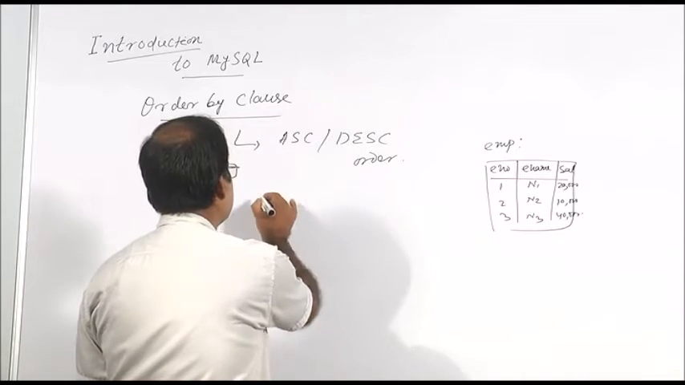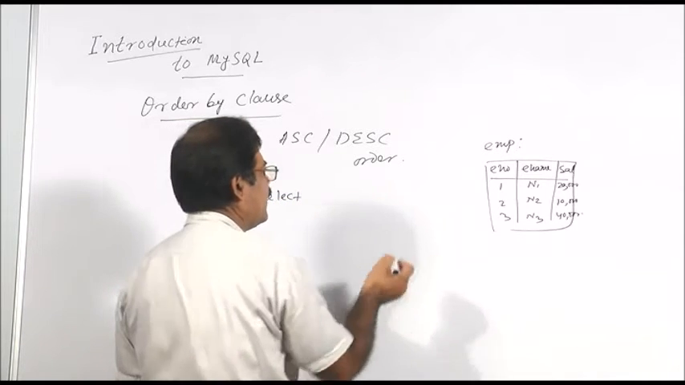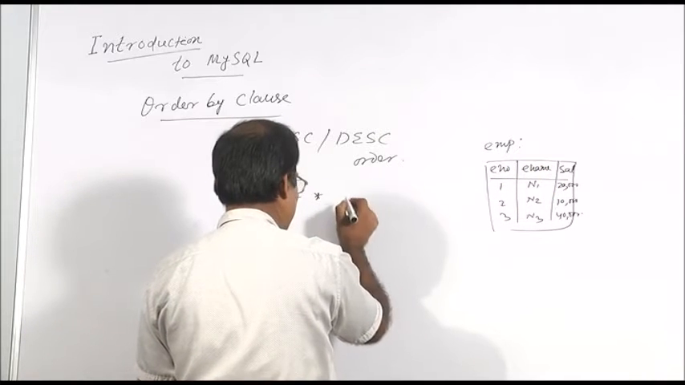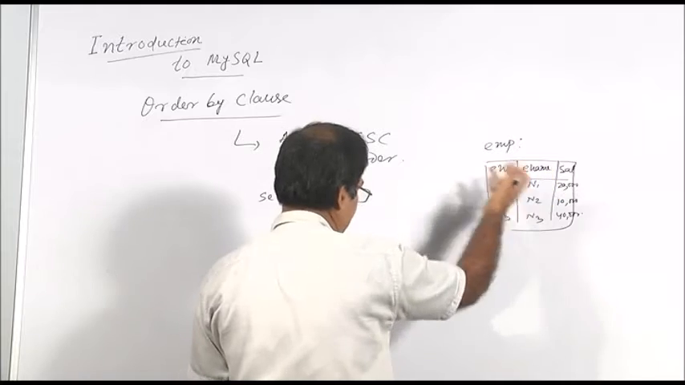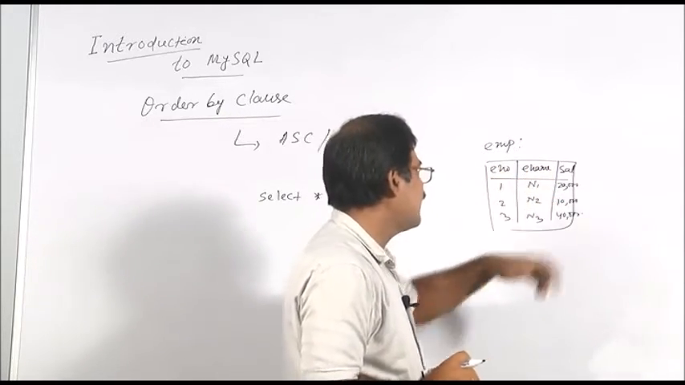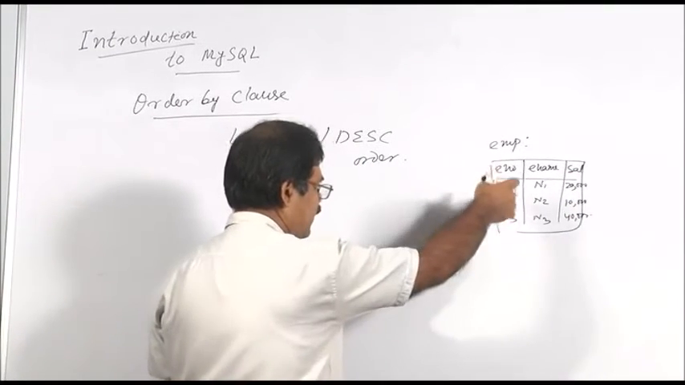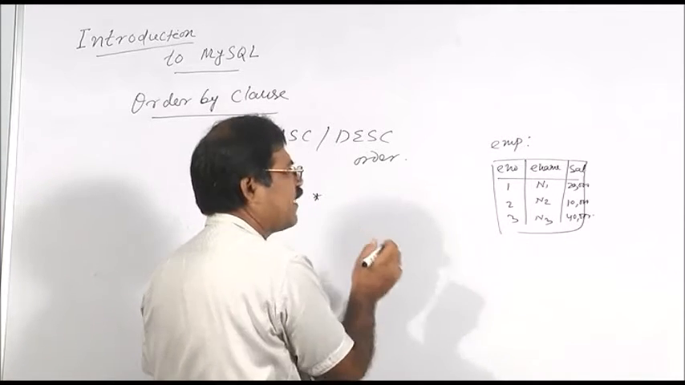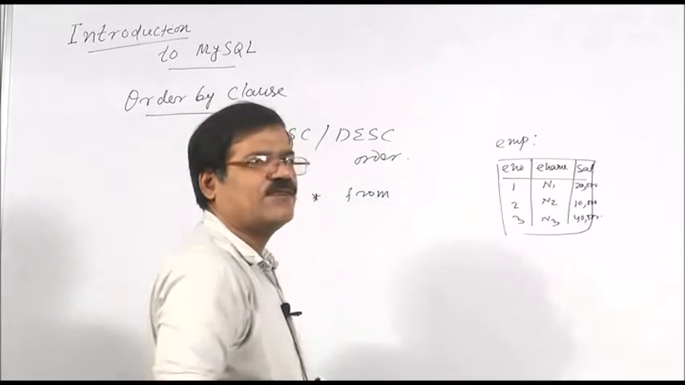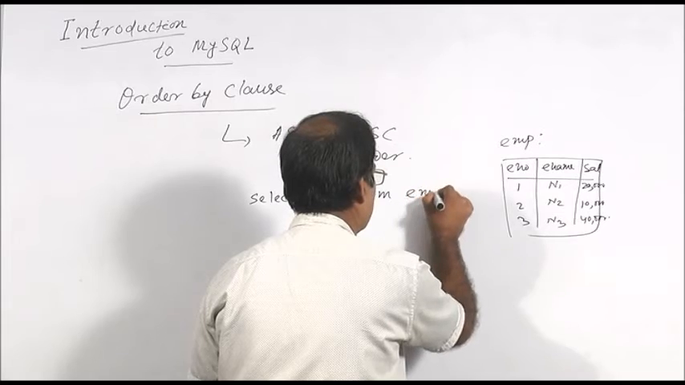So what do you write? You write select. What do you select? I want to select all the fields, all the attributes, so that is select star. Star means all. If you want to display only salary, you write the salary field. I want to display all 3 columns: employee number, employee name, and salary. Select star from the table name. What is your table name? The table name is employee.